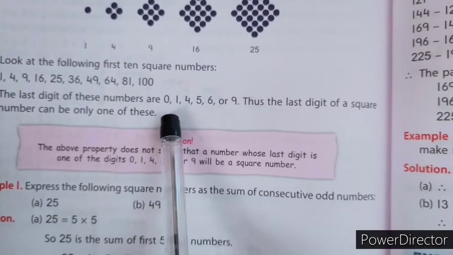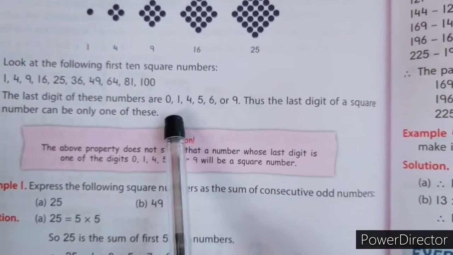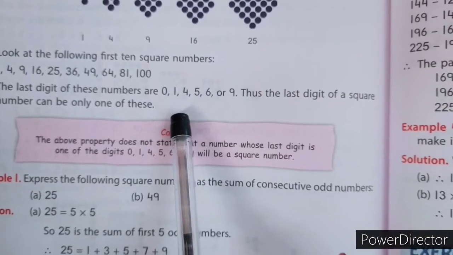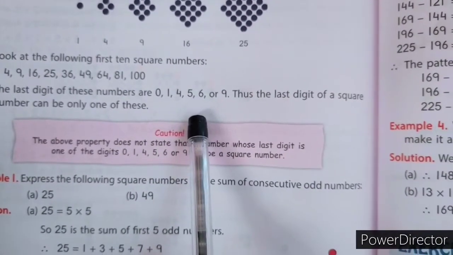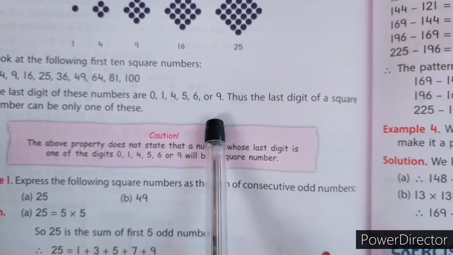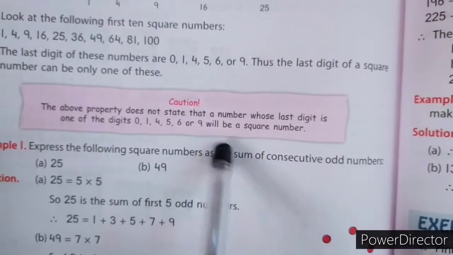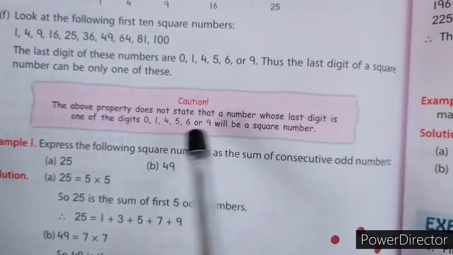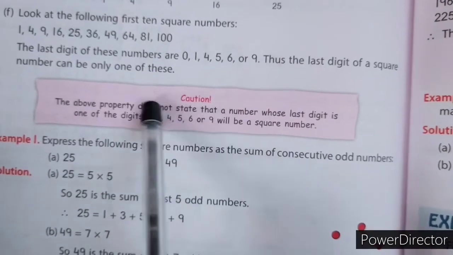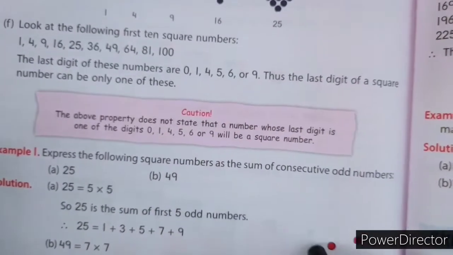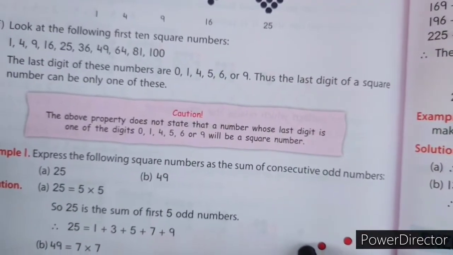Any square number cannot have 2 in its ones place, 3 in its ones place, 7 in its ones place and 8 in its ones place. But it is not necessary that any number containing all these digits or any of these digits in its ones place is a square number.